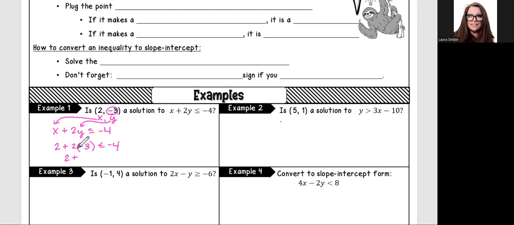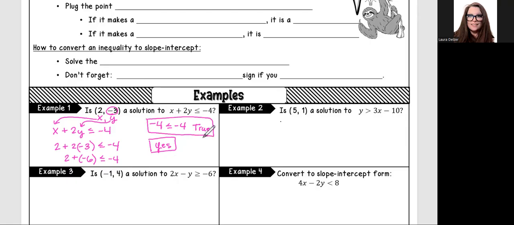Let's do a little bit of algebra. We get 2 plus 2 times -3, which is -6. So 2 plus a -6 is really like saying 2 minus 6, which is -4. So -4 is less than or equal to -4. Well, -4 is equal to -4, so this is a true statement. So yes, this is a solution.